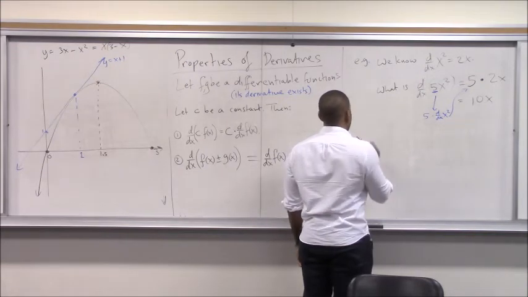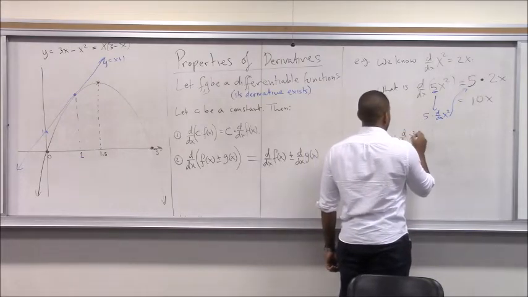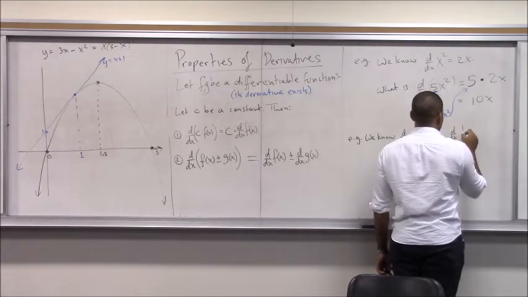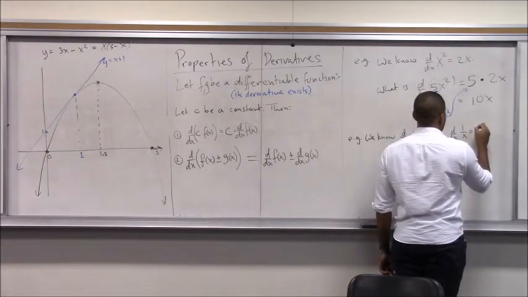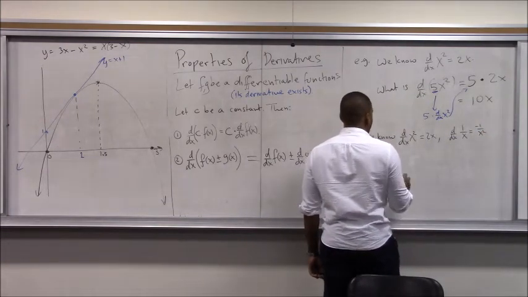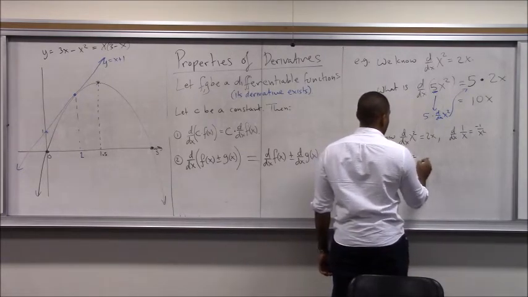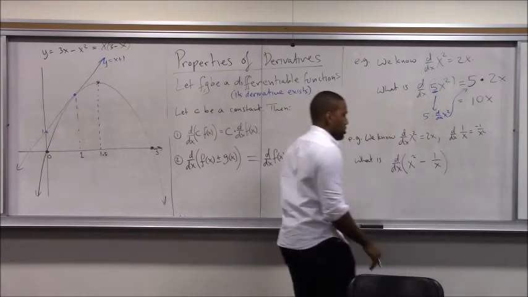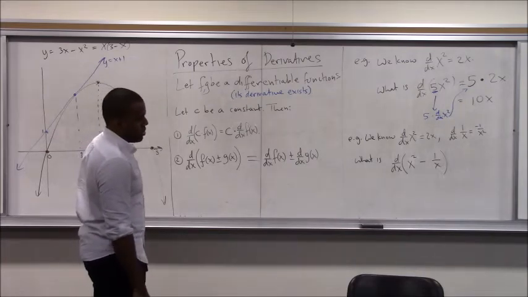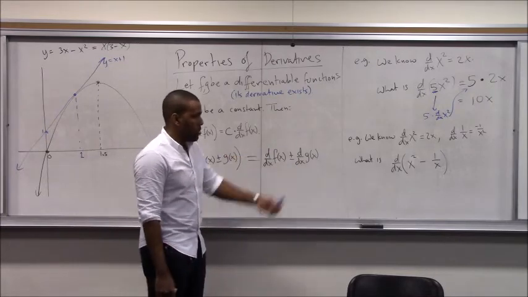Another example is, we know that the derivative of x squared is 2x, and we know the derivative of, say, 1 over x is minus 1 over x squared. So someone might ask you, what is the derivative of x squared minus 1 over x? Right? So they can ask you like, okay, let's add two functions together, or take the difference and find the derivative of that. Well, this rule tells us we just need to find the derivative of each individual piece.